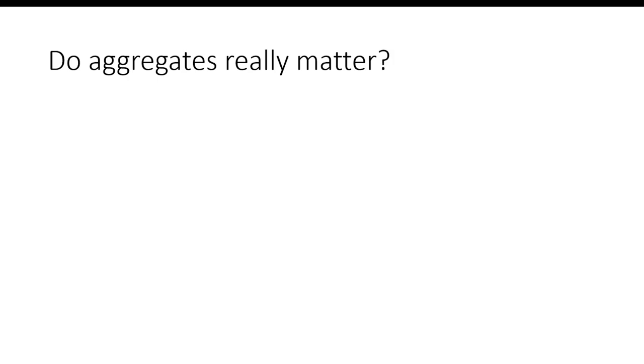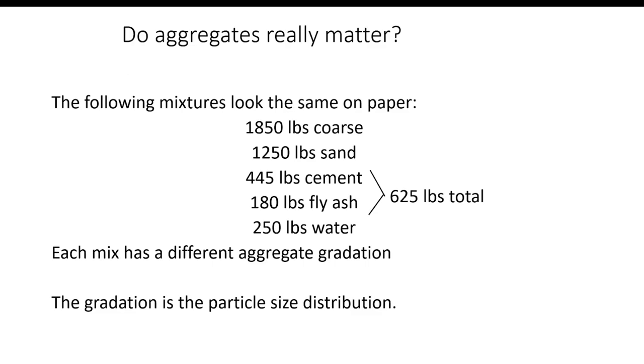Well, I'm going to show on this screen here different proportions. We've got a mixture here that takes some coarse, it's got some sand, it's got a certain amount of binder in it, certain amount of water in it, and I'm going to show you these next mixtures I'm about to show you. There's going to be five of them. All of them on a piece of paper look just like this. All of them look exactly like this. Same water, same binder, same amount of coarse, of sand, but the gradation, the size distribution is different.